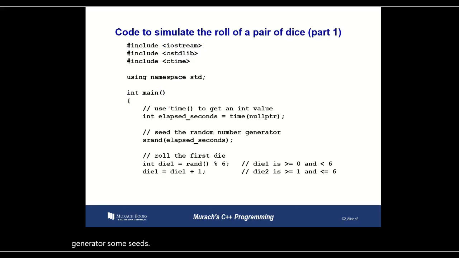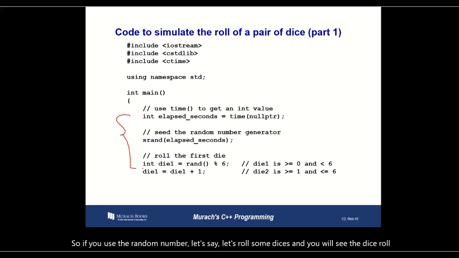So if you use the random number, let's say, let's roll some dice, and you will see the dice roll program here. Note that we put the null pointer. That means it's nothing. Null is not zero. Null is nothing. So time has an object that is passed as an argument. Now we put it as the timer. Actually, there is no timer involved here. So you use the default timer of the computer.